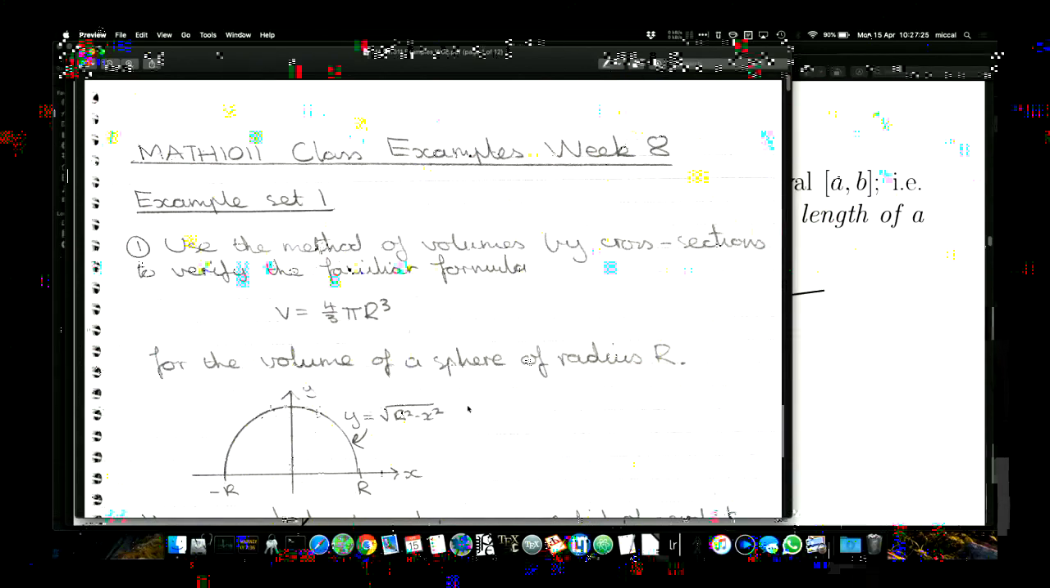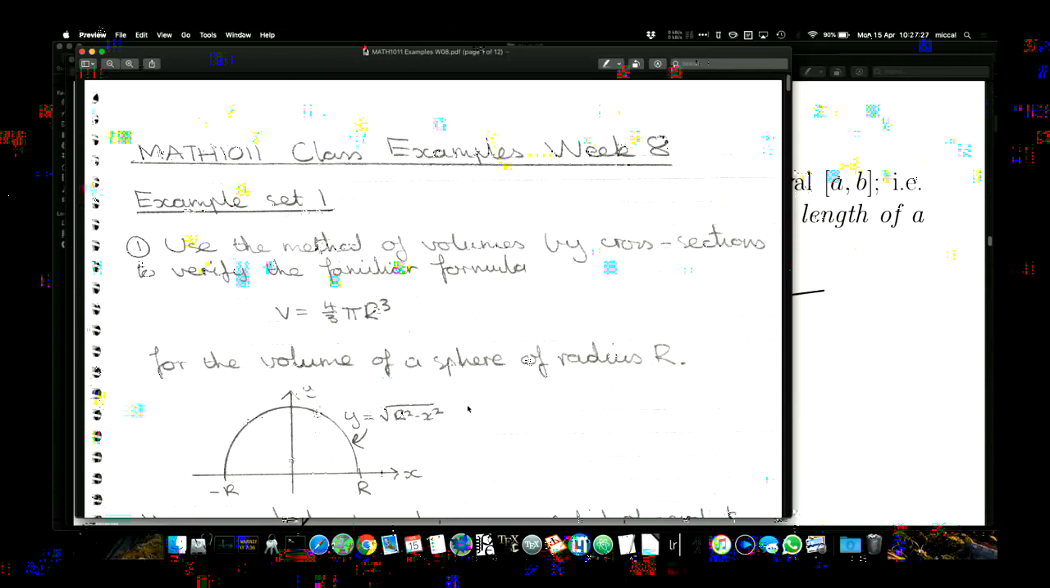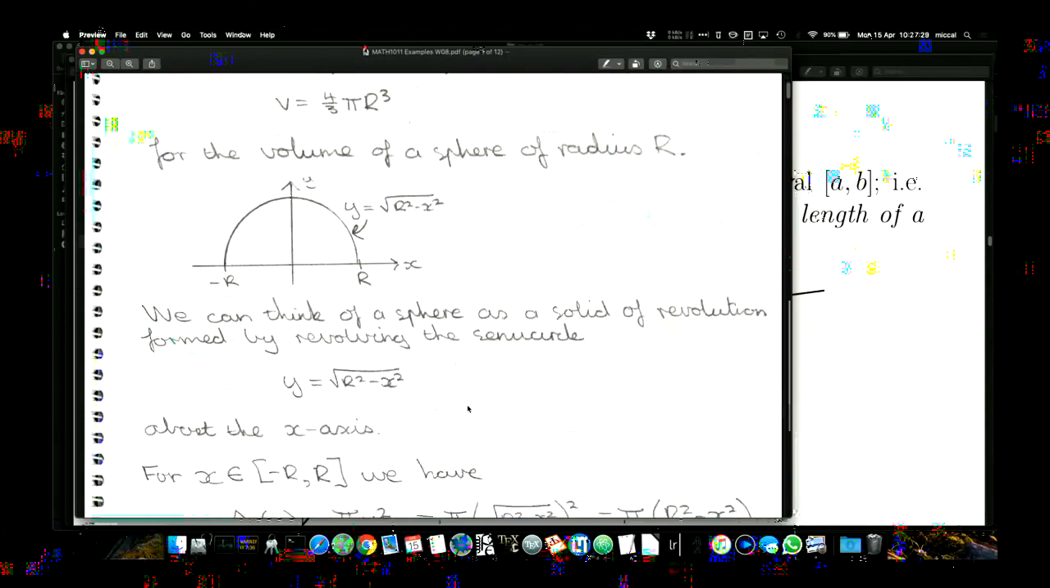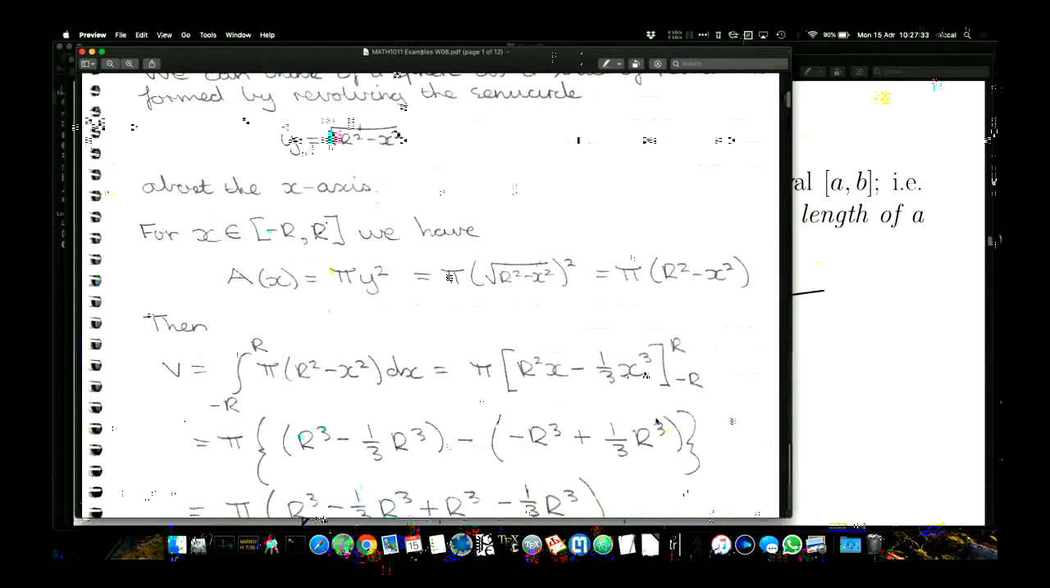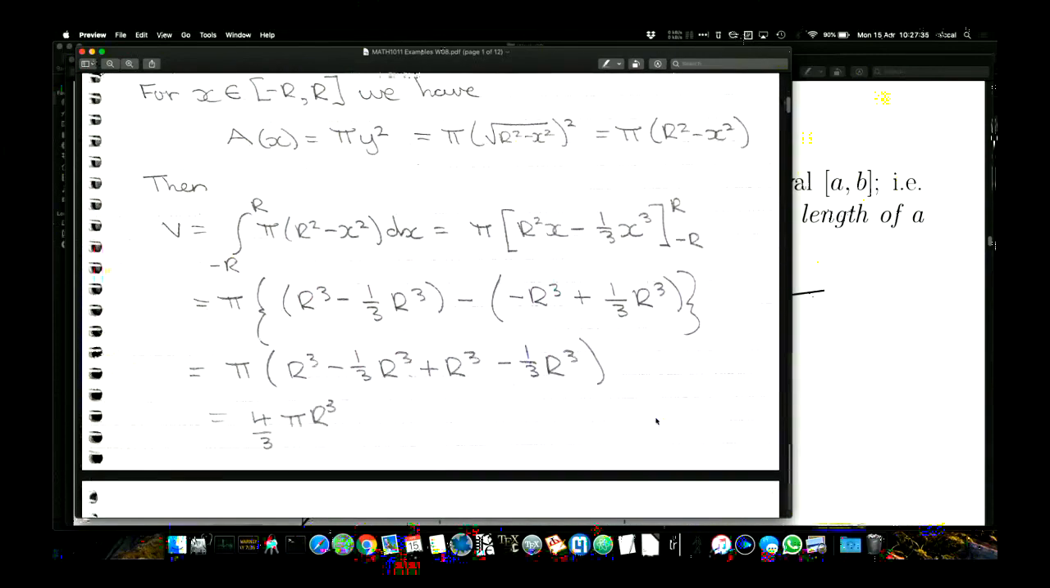That's it. You just integrate pi times r squared minus x squared. That's nice and easy to integrate, and lo and behold, that's where the formula comes from. So we've actually proved it. Well, it would be bad if we didn't. We've been using the wrong formula all our lives. But that's actually where a lot of these volume formulas come from.